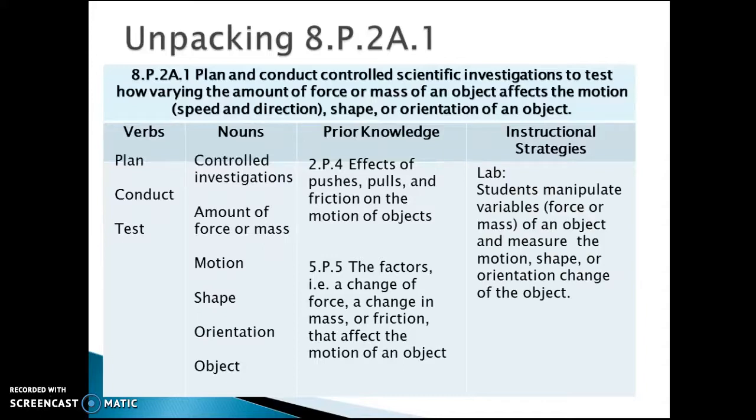Some key instructional strategies might be that students are manipulating variables, the force or mass of an object, and measuring the motion, shape, or orientation change. The key word here is that the students are manipulating the variables. In the past, we've had teachers giving students directions, and teachers setting up the entire experiment for the students. That is not the intent of the standard. The standard explicitly states, plan and conduct controlled scientific investigations. That's what students are doing, not teachers.